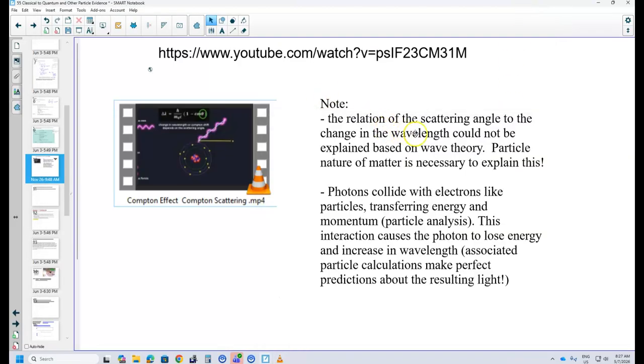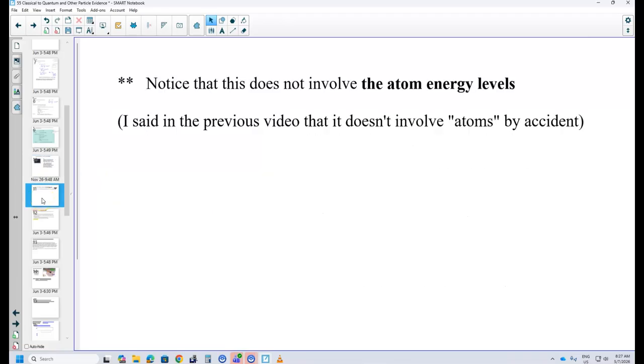Note the relation of the scattering angle to the change in wavelength was not something that could be explained based on wave theory. So particle nature of matter was necessary to explain this. Obviously, if you go through the details, it was a key part of the calculations to do with conservation of momentum and energy and so on, right? Photons collide with electrons like particles, transferring energy and momentum. That's a particle analysis, obviously. This interaction causes the photon to lose energy and increase its wavelength. The associated particle calculations make perfect predictions about the resulting form of the light, right? The change in the wavelength. So, yeah, particle analysis working.